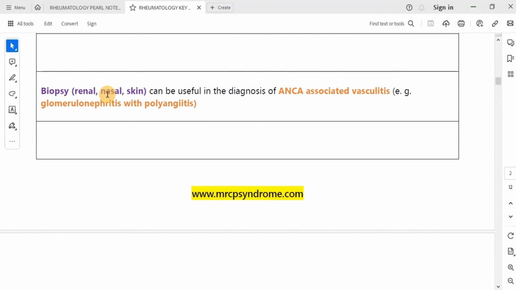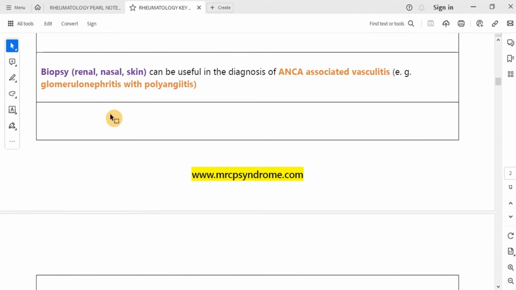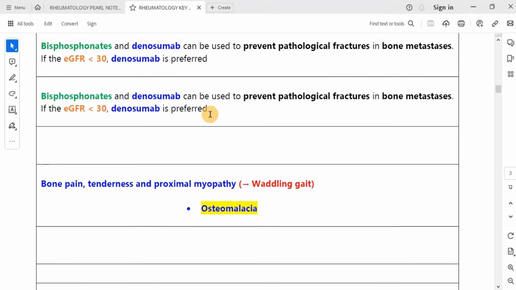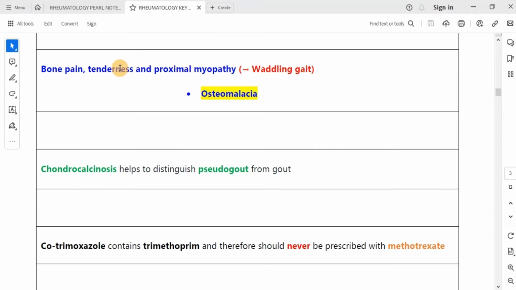Biopsy, either renal or nasal or skin, can be useful in the diagnosis of ANCA-associated vasculitis like GPA or MPA, or anti-GBM disease. Bisphosphonate and denosumab can be used to prevent pathological fracture in bone metastasis. If the eGFR is less than 30, denosumab is preferred. Bone pain, tenderness, proximal myopathy with waddling gait: think of osteomalacia.